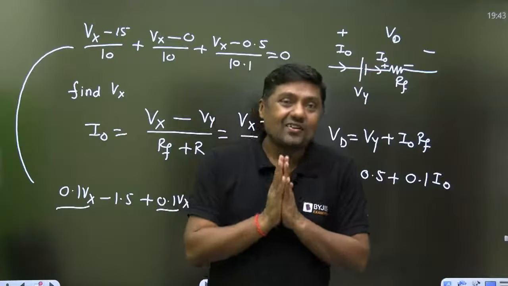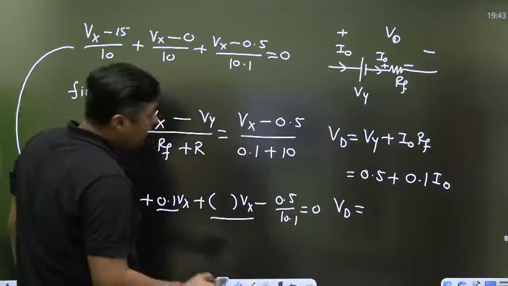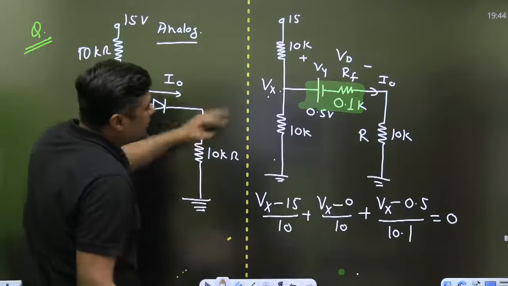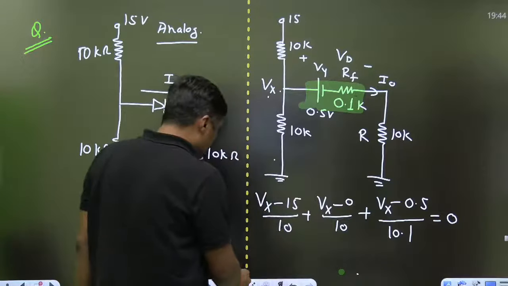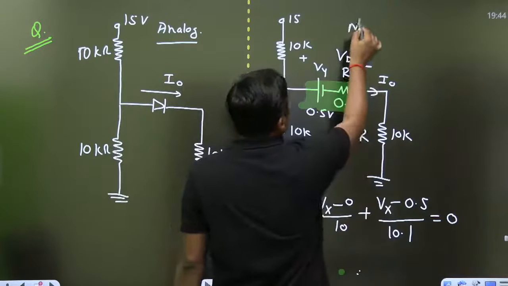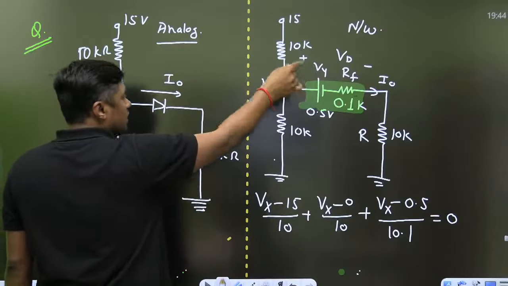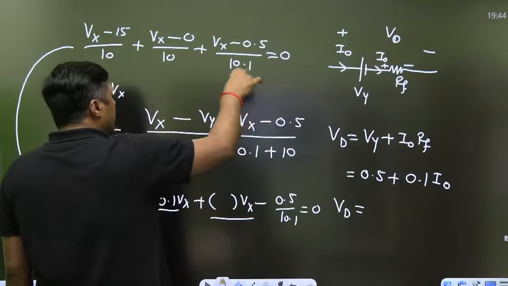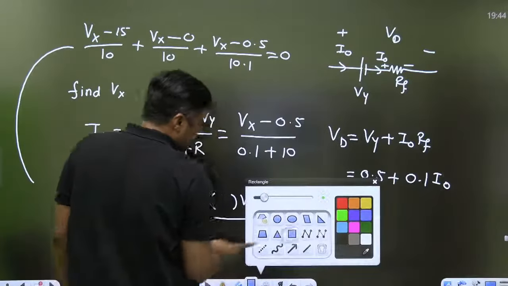Once you get this diagram, this is not analog. It is a question of what? Network. Not analog. This is analog. This is again network. Then after that, mathematics: how to solve the equation, how to solve this fraction.